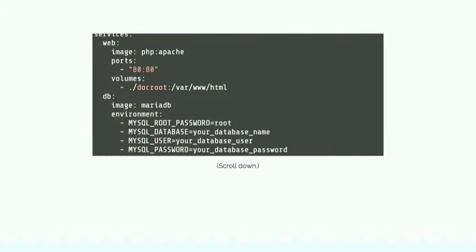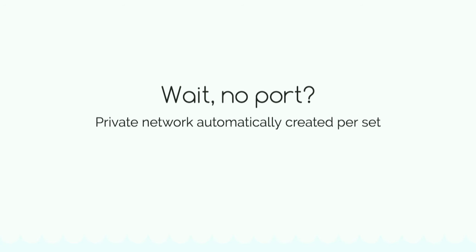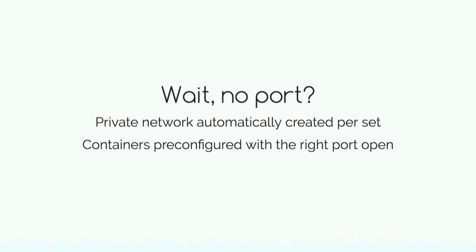Why is there no port? Let's go back again. We specified a port mapping for our web container, right? So that we can get to the Apache instance from our host. But this DB container is, for all intents and purposes, a completely unique server separated from the web server. So how do these two actually communicate? Well, actually, we don't need to worry about that. Docker Compose knows that you're making a container set, knows that these are related sets of containers. So what it does is it automatically creates a private network on your system that connects all of those containers together. The containers themselves come pre-configured with the right port open, so you don't need to worry about opening port 3306 in order to get MySQL to communicate to everything else.